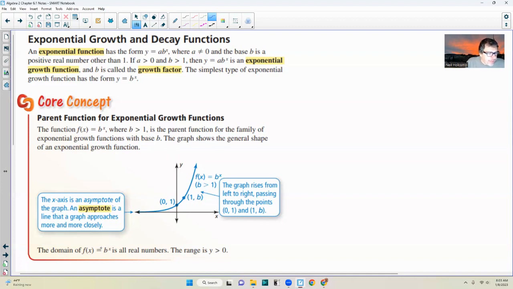So the domain of f of x equals b to the x is all real numbers. Okay, so we can put any negative, 0, or positive x into the function and find a value, but the range is always greater than 0. Y cannot equal 0 and y cannot become negative. Okay, so that is the parent function of a growth function.